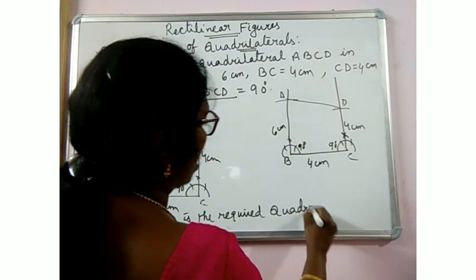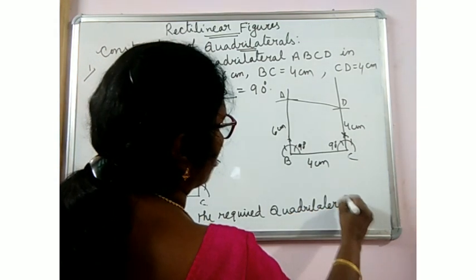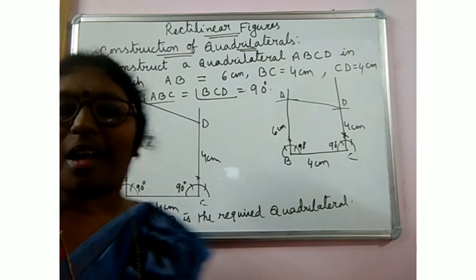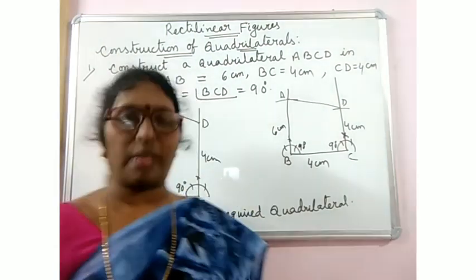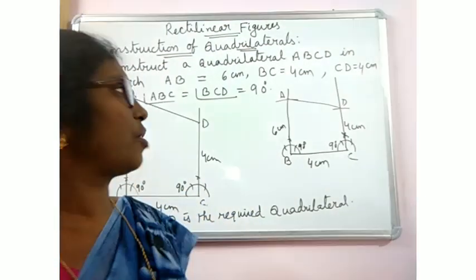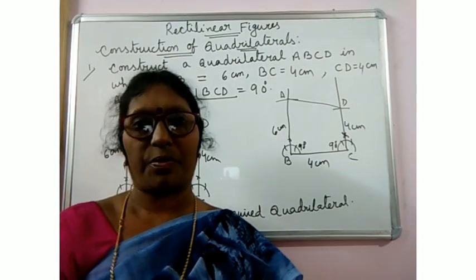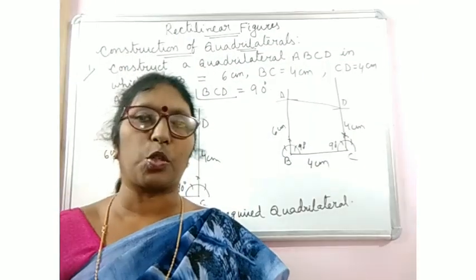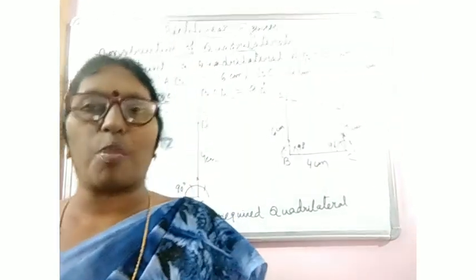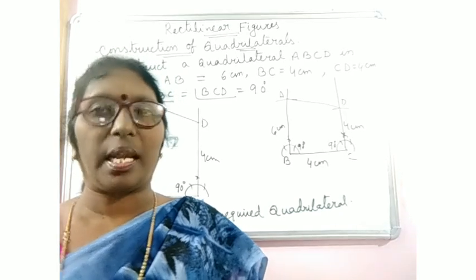If something is asked, you have to measure, but on this board I cannot do that. If the question is given like that, you can find it. So two varieties of construction I have taught you today. In the next class, I will explain some more constructions. Okay, thank you.